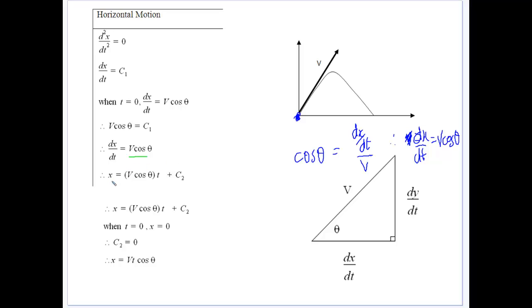And then we integrate that again, we get v cos theta times t, because it's just a constant being multiplied by t there. And we get a second constant of integration. And then we know that when t is equal to 0, we're starting at the point 0, 0. So there's no actual horizontal value, so it's 0 there, so our constant is 0, and we can get our expression there of vt cos theta.